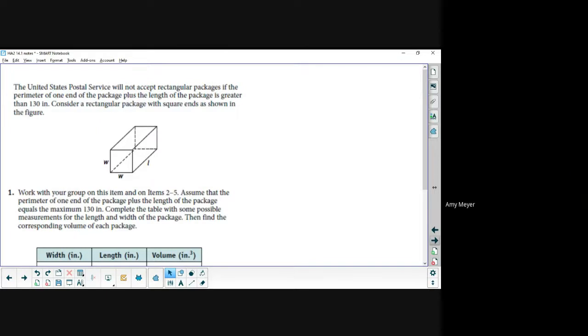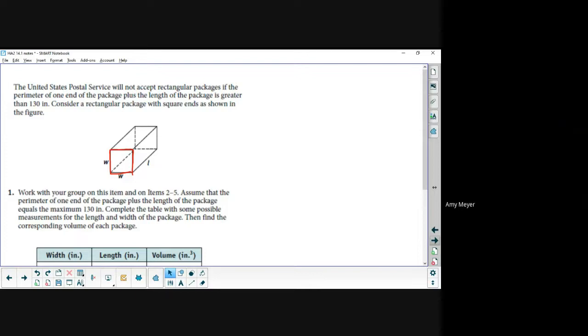So here's the problem for today on page 227. The United States Postal Service will not accept a rectangular package if the perimeter of one end of the package, so that would be perimeter like W, W, W, W, since it's a square, plus the length of the package is greater than 130. Consider a rectangular package with square ends as shown in the figure.